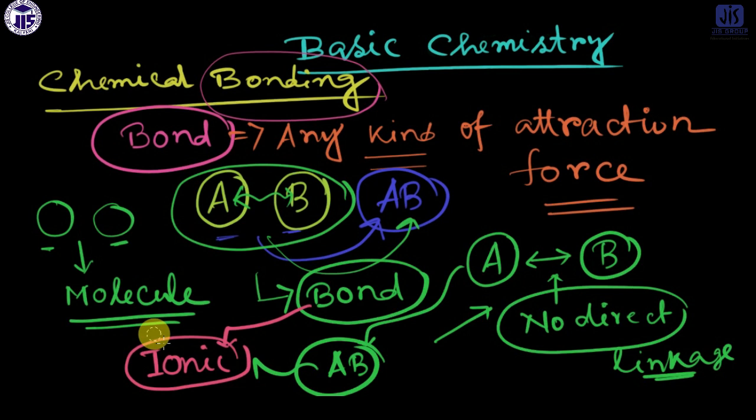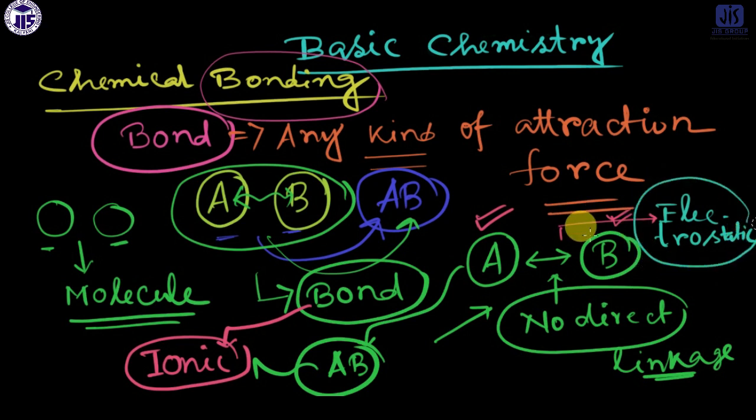I will show you how an ionic bond is formed. But before that, you have to understand that in the case of an ionic bond, there is no direct linkage between the two atoms. There will only be an attraction force. Now what is this attraction force? Keep in mind, this kind of attraction force is actually called electrostatic attraction force. This electrostatic attraction force is mainly responsible for the ionic bond.